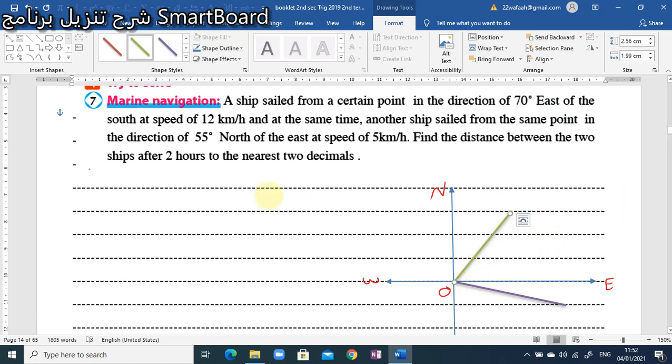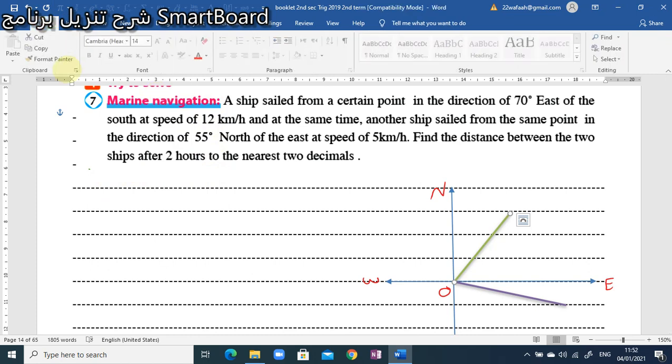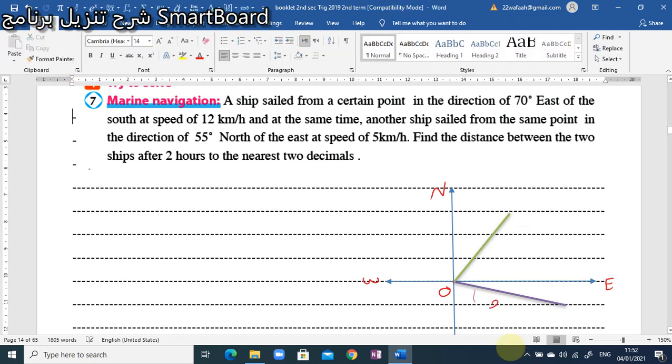In this direction. After 2 hours, the first cut 24 km because its speed is 12 km per hour, so the distance here is 24 km to reach point A. Second speed is 5 km per hour. After 2 hours, it will cut 10 km to a certain point, for example B. So to find the distance between A and B, you must know the angle between AO and OB.